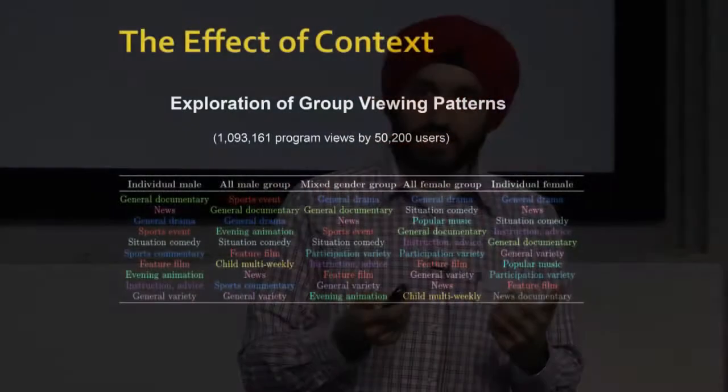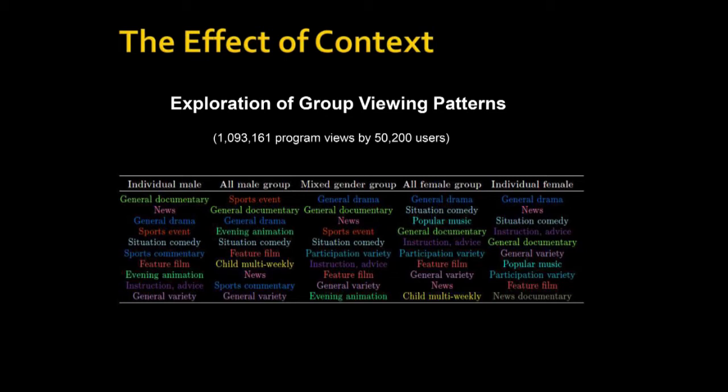So we tried to do a study on whether there is an effect like this. We looked at how groups view different types of events or TV programs. They were categorized into general documentary, news, general drama, sports events, situation comedy, and so on. Now, if you just look at a single male watching alone, this is the ranking that you get. A single male is more likely to watch general documentaries and then news and so on.